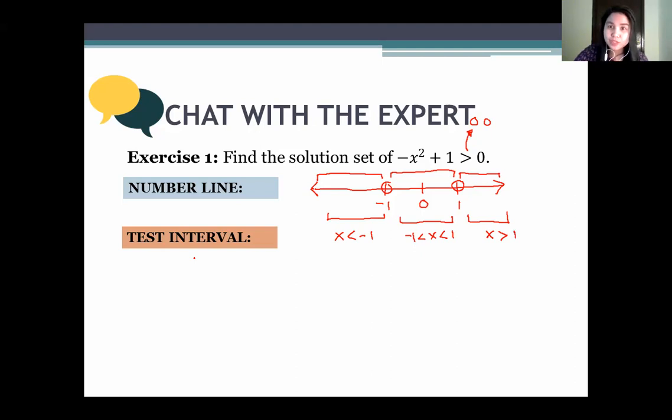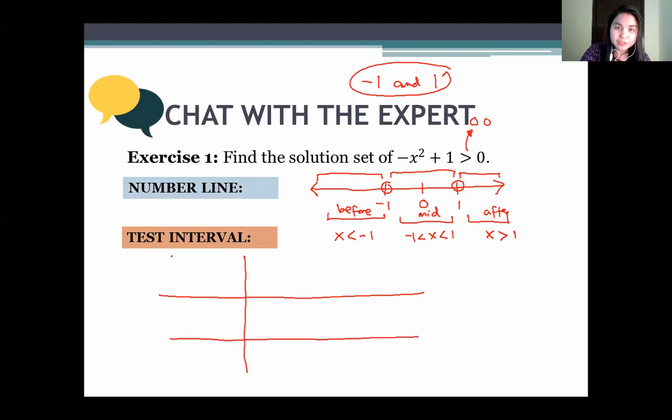Yes, what's your question? Why is there a -1 and +1 in the middle? Oh, remember, our roots are -1 and 1, right? These are our 2 roots. So here it's before -1, the middle, and after 1. Any other questions? Now, let's have the 3 intervals here.